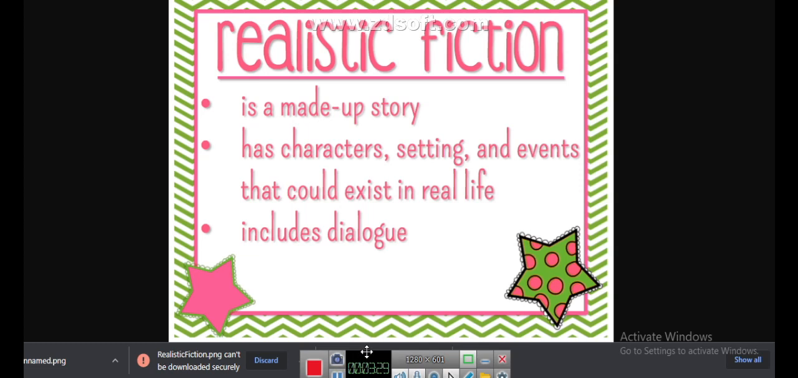A realistic fiction is a made up story. A made up story means that someone made up this story from his or her mind, and it has characters, setting, and events that could exist in real life. What do we mean by that? We mean that this story can happen in real life. It can happen with you. It can happen with me. It can happen with anyone. So it can be true. It can happen in your real life, and it includes dialogues.